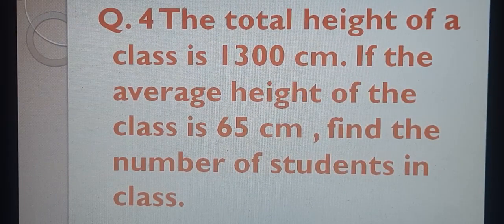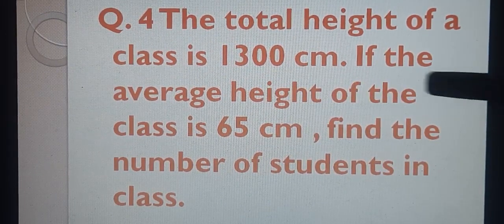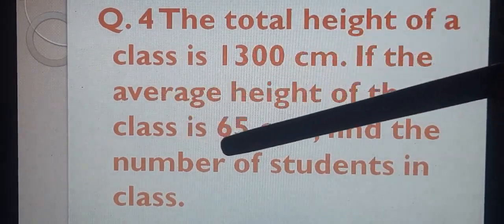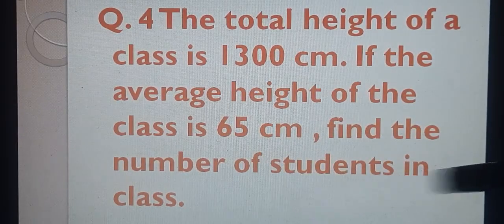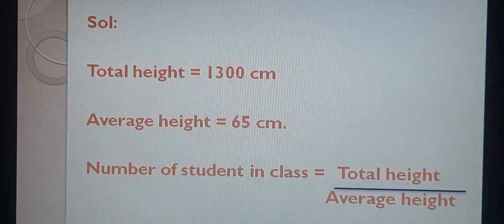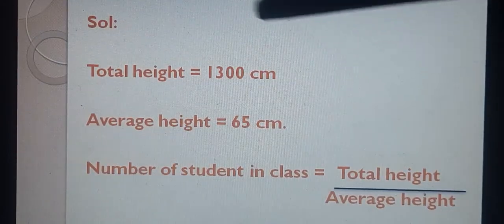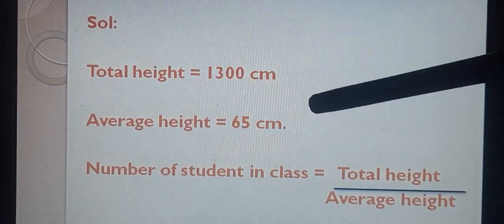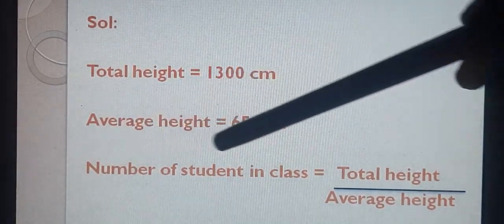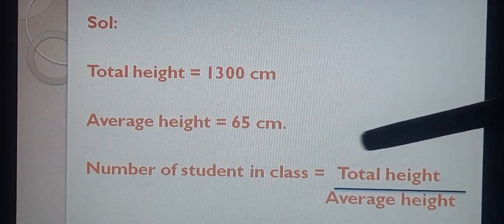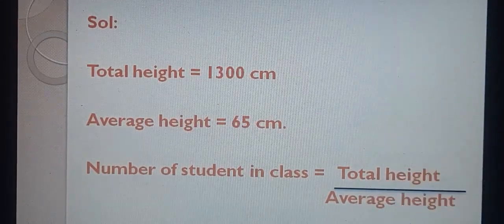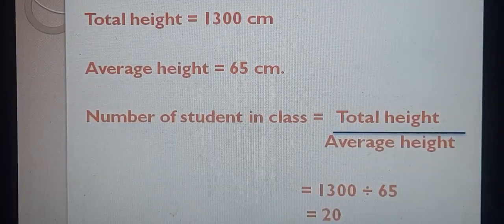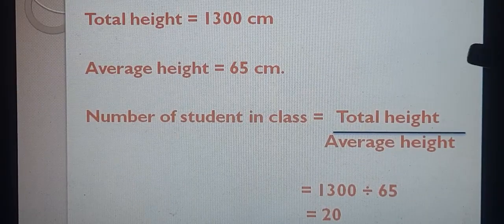सो नाउ व्हाट इज गिवन टू अस? Total height is given to us, average is also given, and we have to find out the number of students. So let's start our solution. Total height 1300 centimeter, average height 65 centimeter, number of students in the class is equal to total height divided by average height. All the questions are based on the given formula.